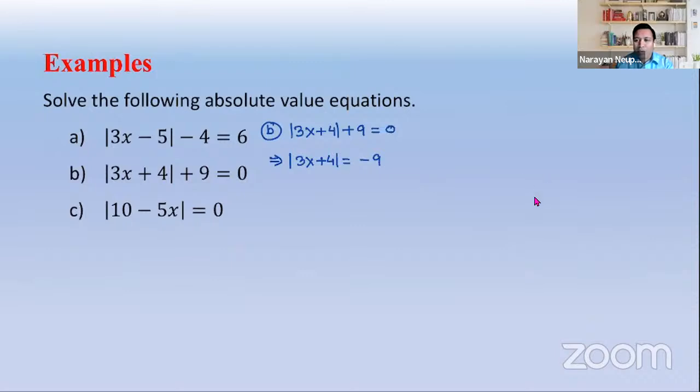Could you please unmute yourself and tell me what you see there? Do you see anything special about that absolute value equation? What do you mean by special? So anything that you can see because there is a -9 on the other side? No? Okay. No worries.